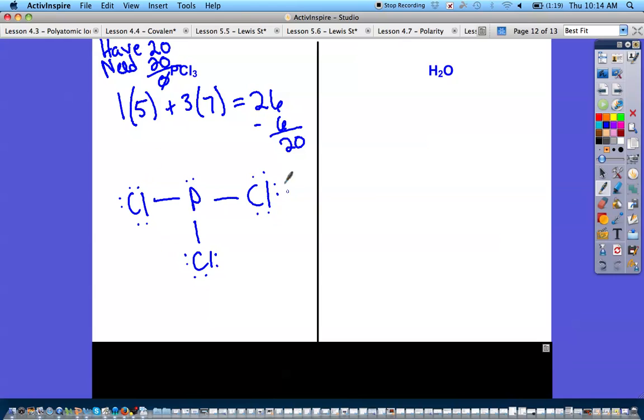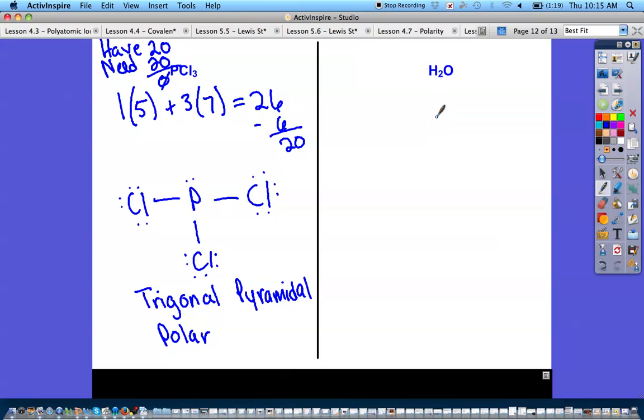So we have 4 atoms, 1 lone pair, and 3 bonding areas. This shape is going to be trigonal pyramidal. It has a lone pair, and lone pairs typically make this a polar molecule, which is what this is.